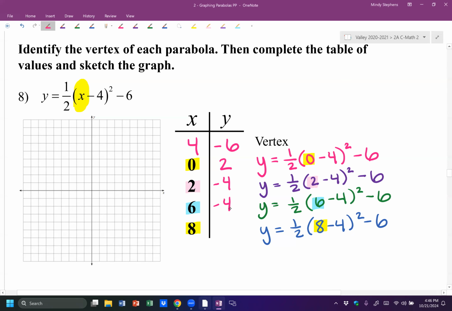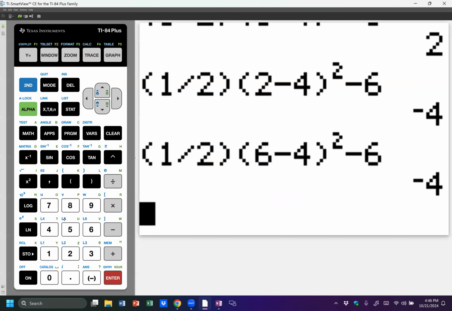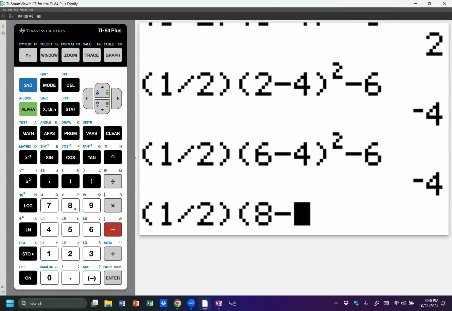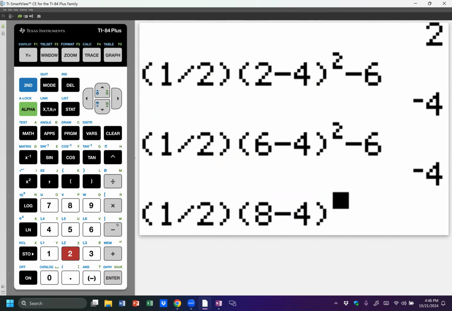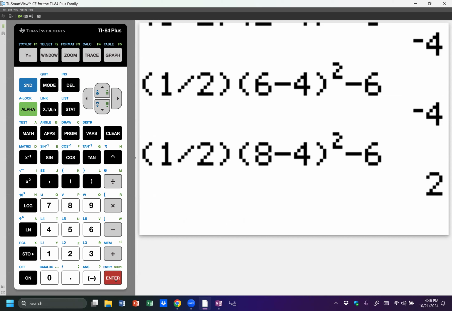And then we'll enter the last one. So I have 1/2 times 8 minus 4. And then -6. So that one you should be getting a 2. So make sure you have that entered just like this. So that one's a 2.